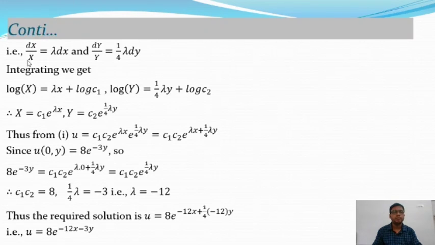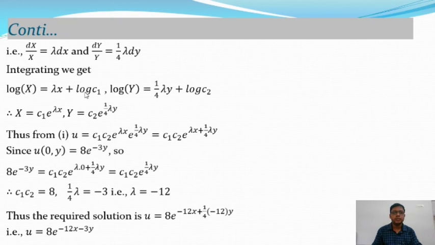Okay, so from the first part we will get dx by x is equal to lambda into dx, and in the second one we will get dy by y is equal to 1 by 4 into lambda dy. Okay, so you know x dash is equal to dx by dx. Now integrating these two equations, from the first equation we get log of x is equal to lambda x plus log of c1, where log of c1 is the arbitrary constant. Similarly we will get the solution of the second integration, and from this we get log of y is equal to 1 by 4 into lambda into y plus log of c2, where log of c2 is the integrating constant.